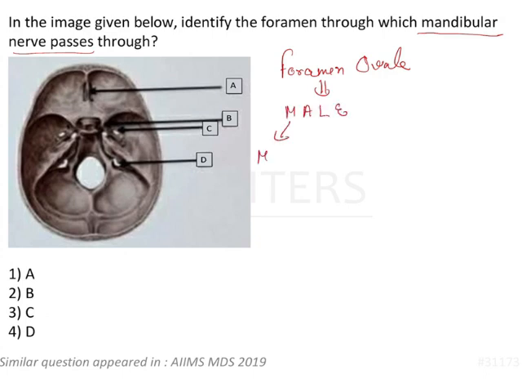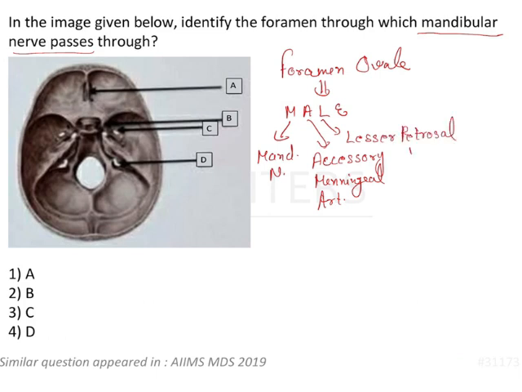Here M stands for mandibular nerve, A stands for accessory meningeal artery, L stands for lesser petrosal nerve, and E stands for emissary veins that connect the cavernous sinus with the pterygoid plexus of veins. Okay, so these are the things which we have to remember.